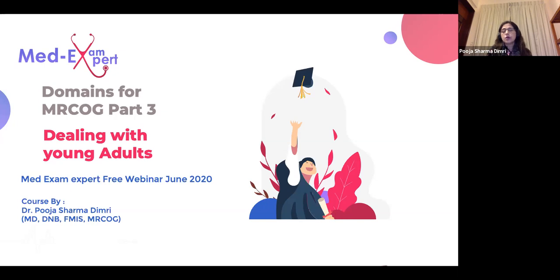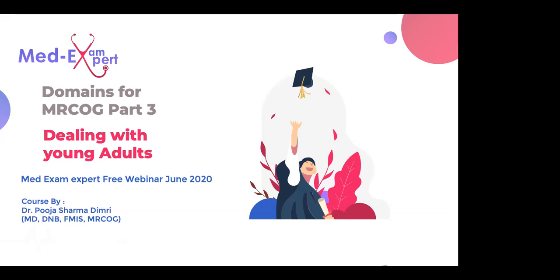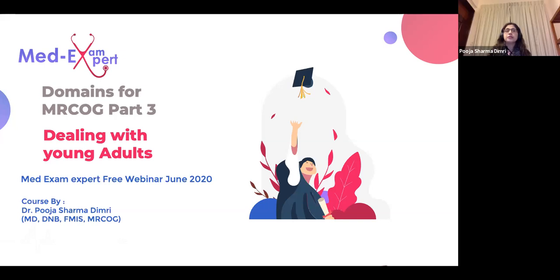So let's begin talking about domains. So we know it's a circuit exam, and you will get 14 stations. Each station is marked on various domains, and the marking of each domain in each station will be 2, 1, and 0. 2 is a pass, 1 is a borderline score, and 0 is a fail.